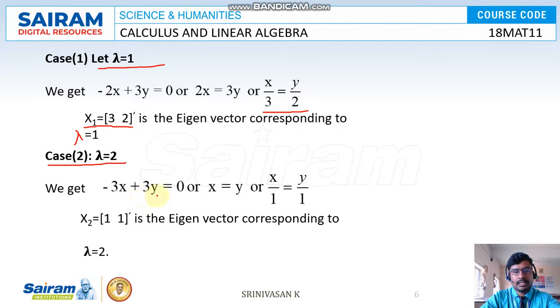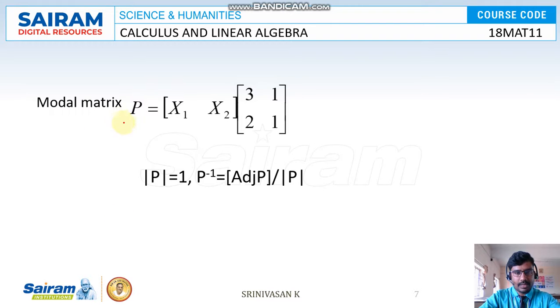So minus 3x plus 3y equal to 0, or x equal to y, or x divided by 1 equal to y divided by 1. So this is the second eigenvector. So x2 equal to (1, 1) transpose is the eigenvector corresponding to lambda equal to 2. If lambda equal to 1, we get this vector, and if lambda equal to 2, we get this vector. If you collect these two vectors, that is called our new P matrix.